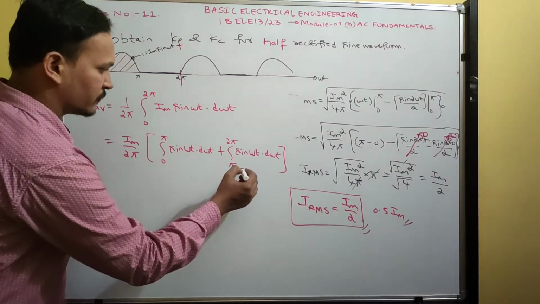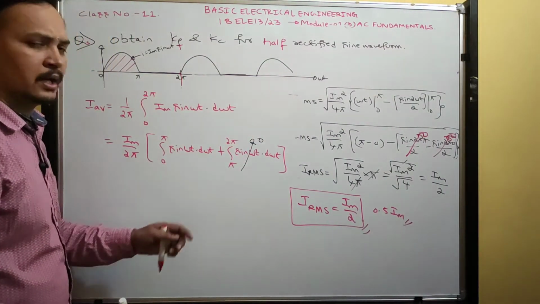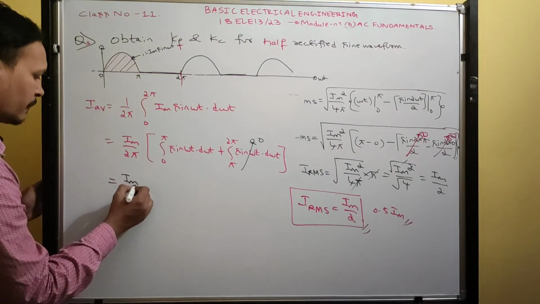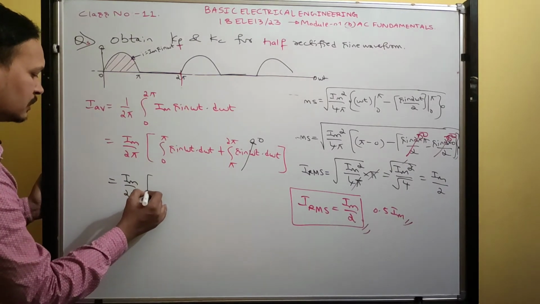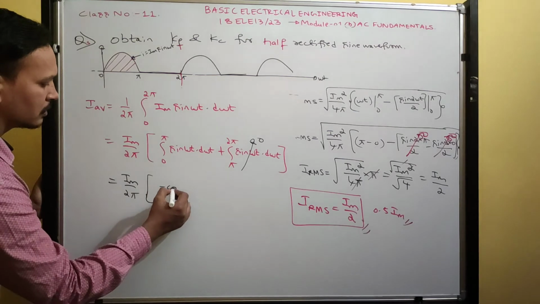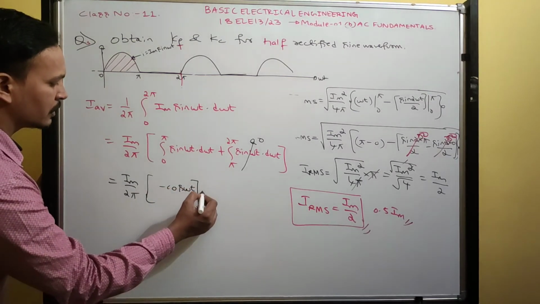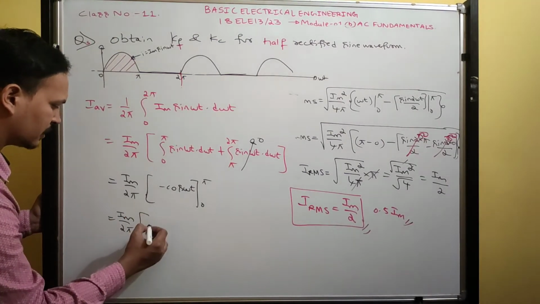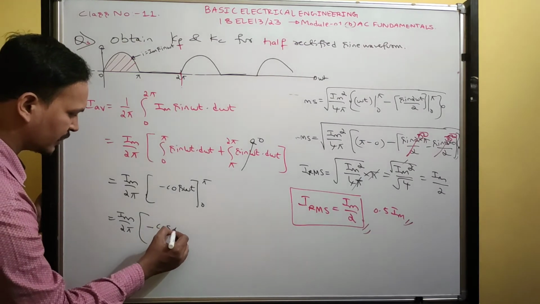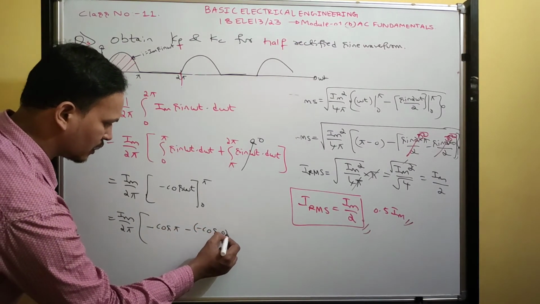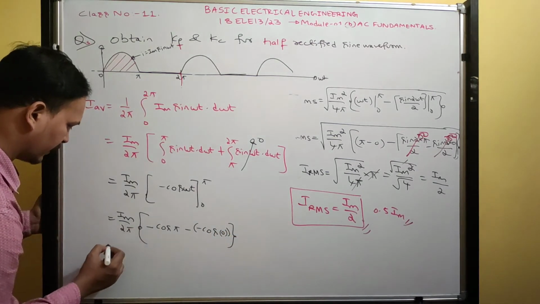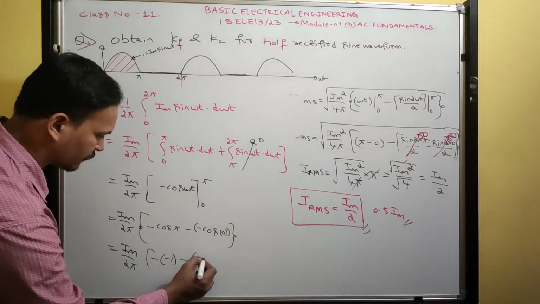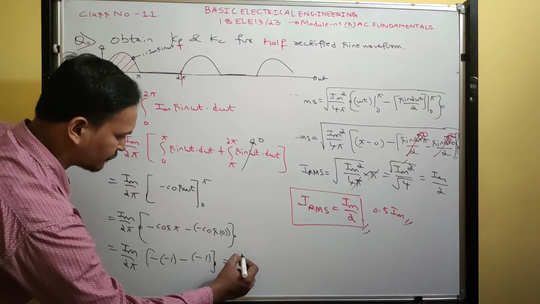What happened to this term? This will become 0. If you integrate, then substitute the limits, finally you will get 0. Then Im by 2 pi within the bracket. So what is integration of sine omega t? Minus cos omega t, then apply the limits 0 to pi. So therefore Im by 2 pi within the bracket, minus cos pi, minus cos of 0. Finally you will get Im by 2 pi, minus, what is cos pi? Minus 1, minus of minus, what is cos 0? 1. Okay, what is the next step?